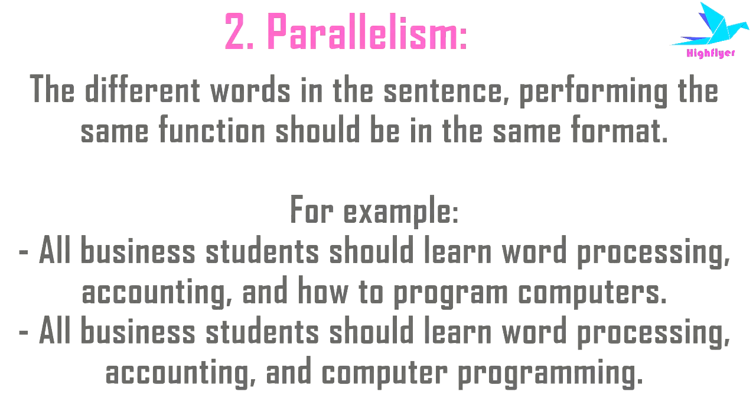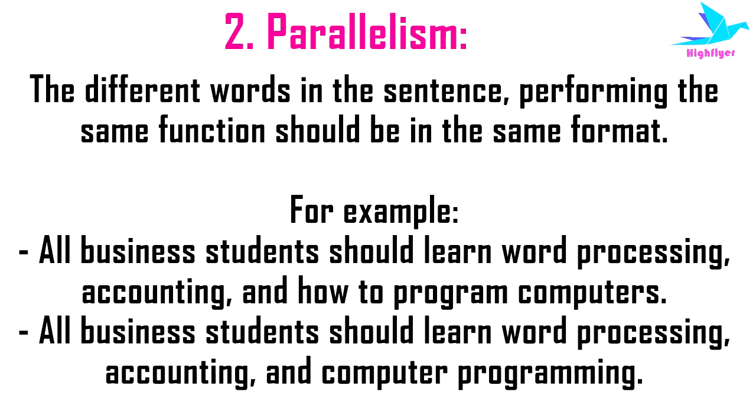Next we'll know about parallelism. Parallelism means the different words in the sentence performing the same function should be in the same format. For example, "all business students should learn word processing, accounting and how to program computers." Now this sentence is incorrect. The correct sentence is "all business students should learn word processing, accounting and computer programming."